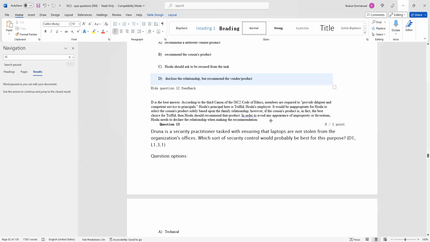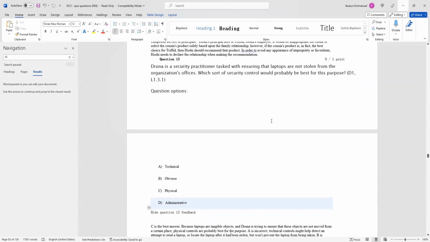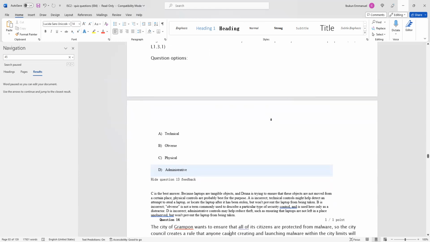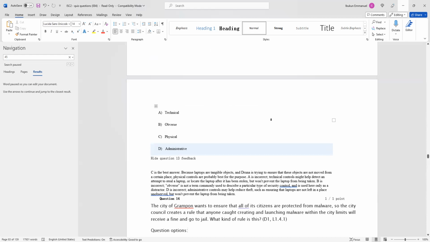Okay, let's take a look at the next question. This person is a security practitioner tasked with ensuring that laptops are not stolen from the office. What sort of security control would probably be best for this purpose? Physical controls. We've talked about those because laptops are tangible objects.